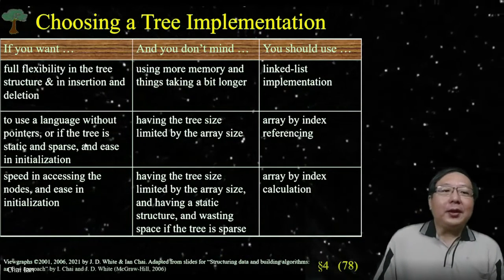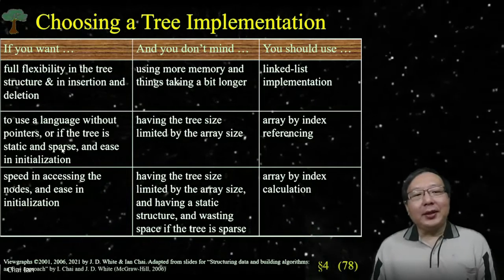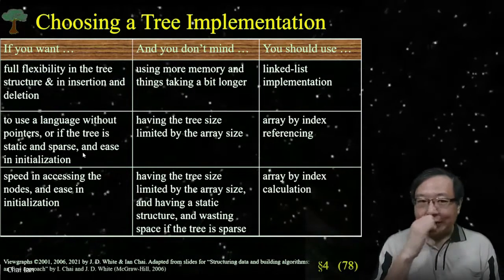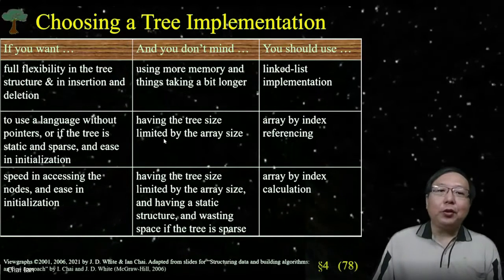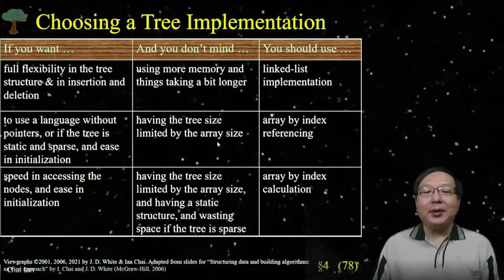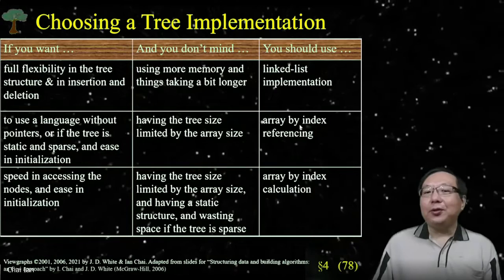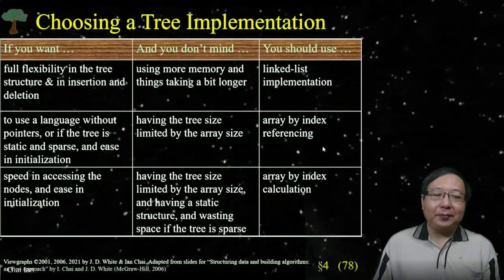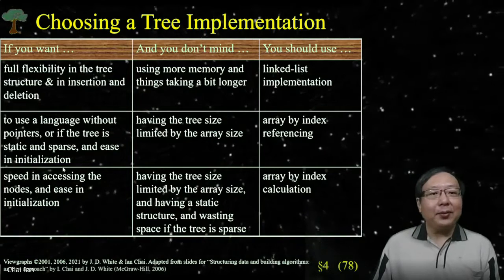But if you're using a language without pointers, or if the tree is static and sparse, and you want to make it easy for initialization, and you don't mind that the tree size is limited by the array size, then you could do array by index referencing. That was the second method we did.